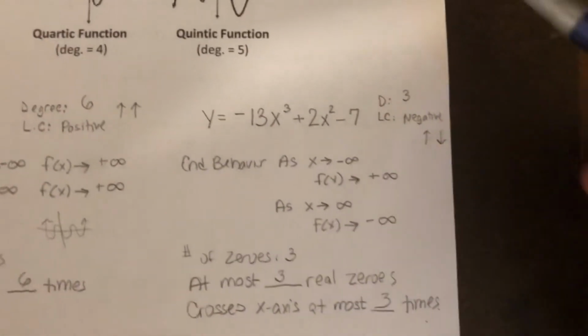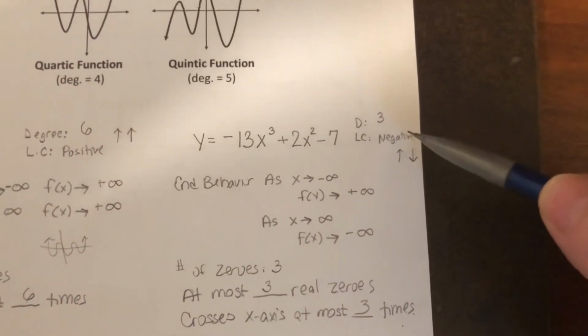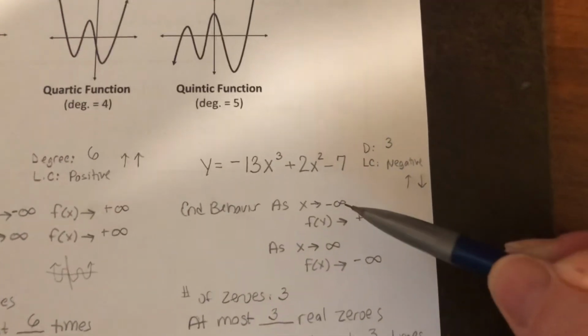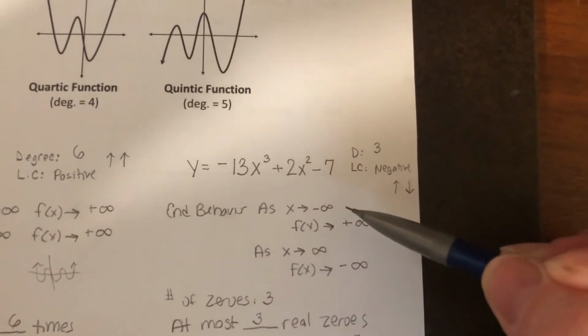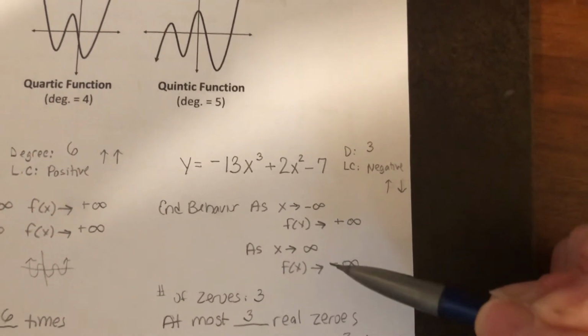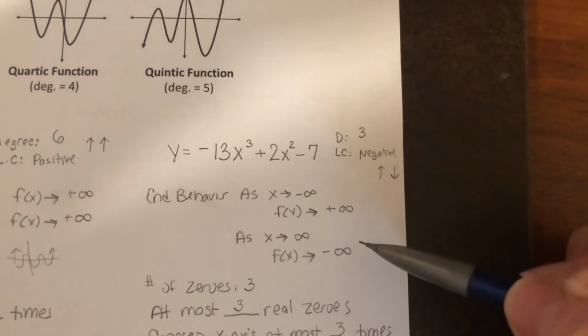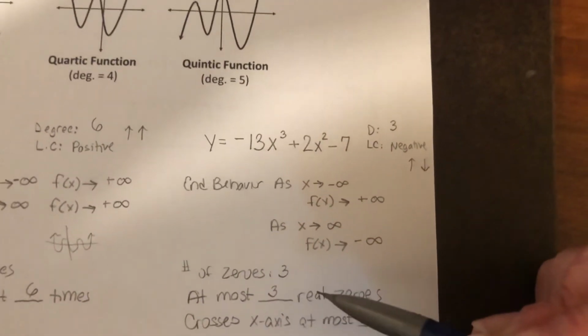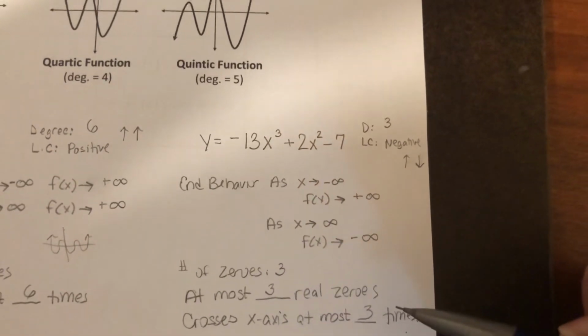On the other one, we had a degree of 3, and it was a negative coefficient. So it starts up, ends down. So end behavior, as x approaches negative infinity, f of x approaches positive infinity. As x approaches positive infinity, f of x approaches negative infinity. Number of zeros, 3. At most, 3 of them are real, and it crosses the x-axis at most 3 times.